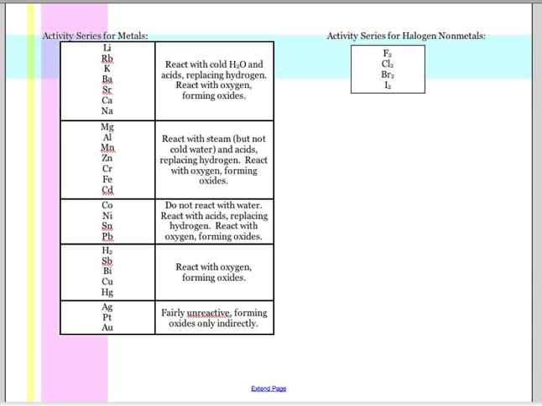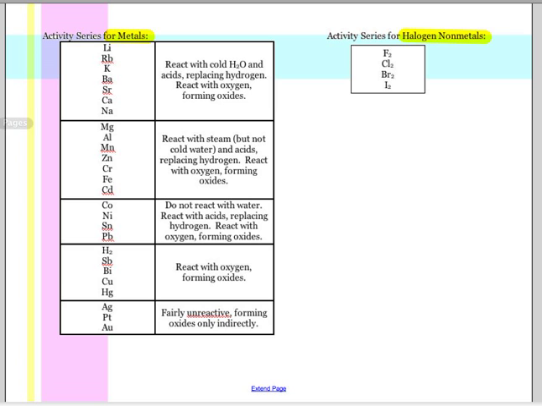So you have 2 activity series. You have an activity series for metals, and you have an activity series for the nonmetals. So if you're dealing with metals, you only look at the one with metals on it. If you're dealing with nonmetals kicking each other out, then you only deal with the nonmetal ones.